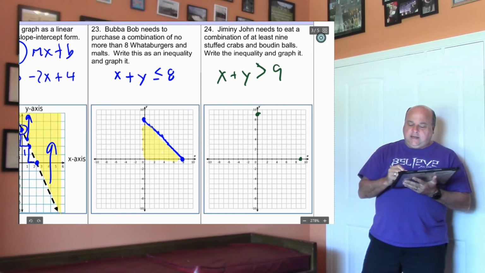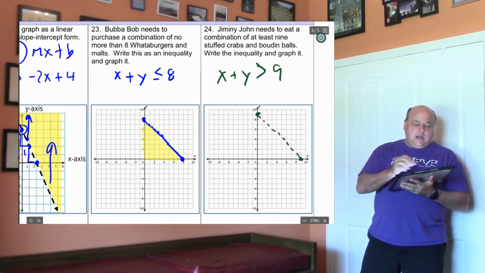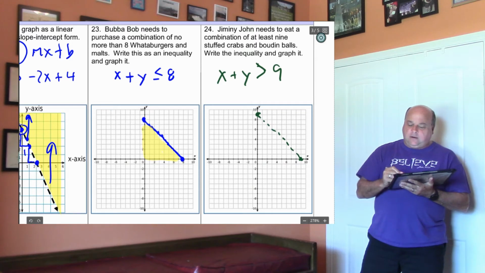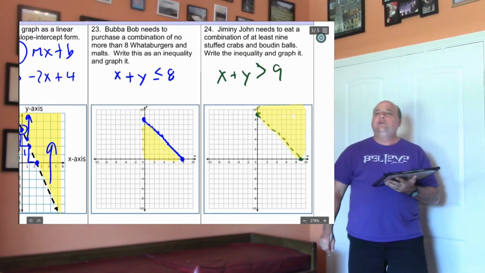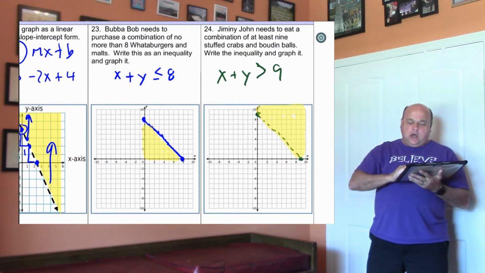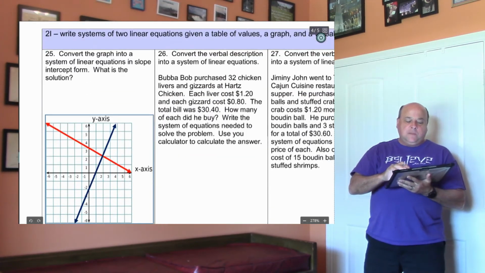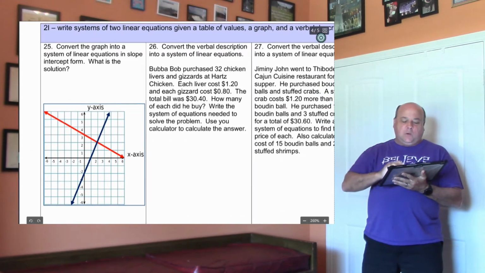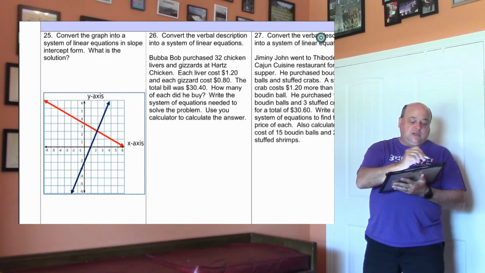We're going to draw a dashed line. And we need a combination more than that, right? So it's everything above that line. Okay, continuing on. Let's go to the next page. These are going to kind of get simpler, which is why we only did 2 pages of that class yesterday.